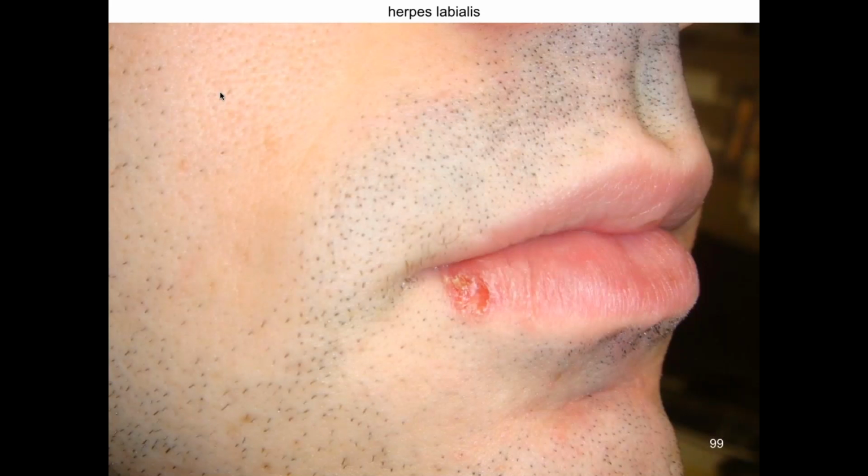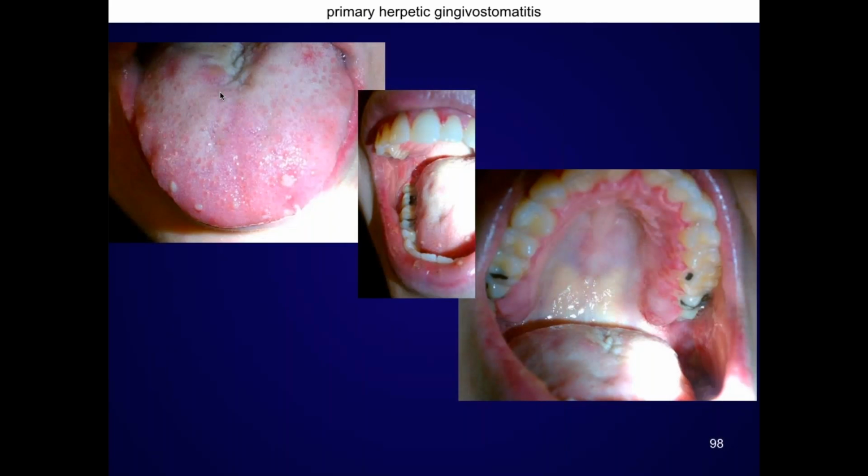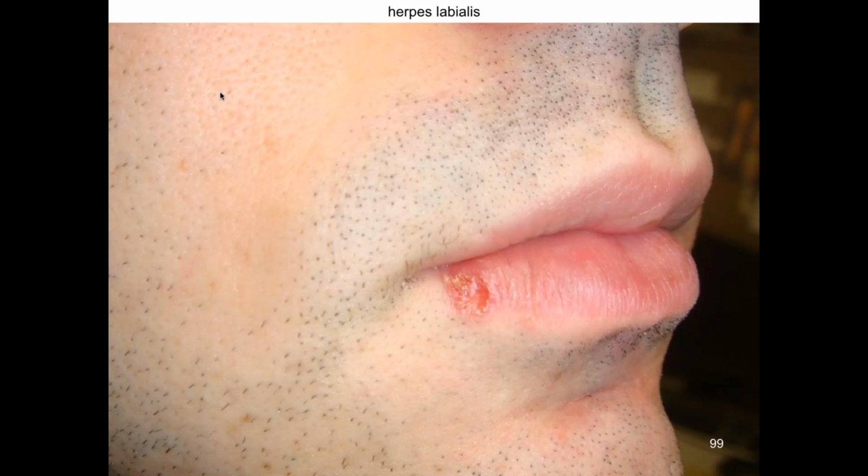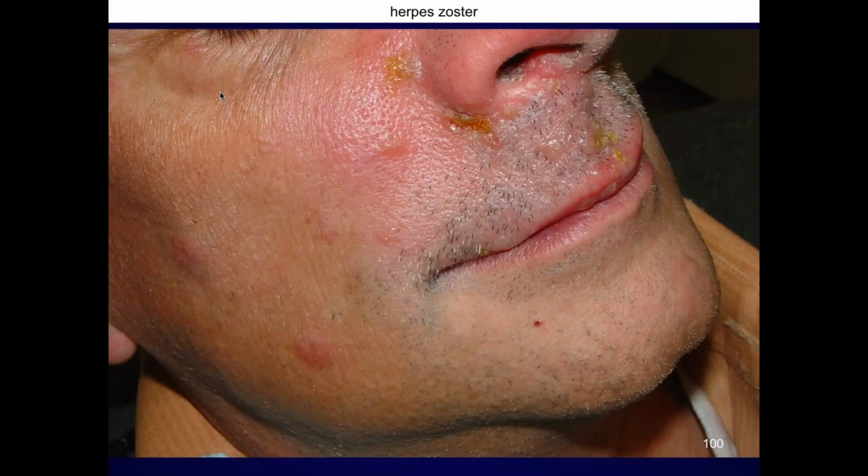This is the recurrence, right? So recurrences, unlike this is primary, it's bilateral. Recurrences will be unilateral, or they'll show up on the lip, or they'll show up on the fingers like a Whitlow, or they'll show up as a zoster, all right? And they're usually unilateral along one or more dermatomes. And the patients will also have potentially oral ulcers and pain, all right? So you just need to know the difference between primary and recurrence.